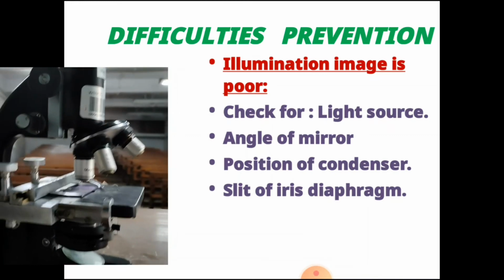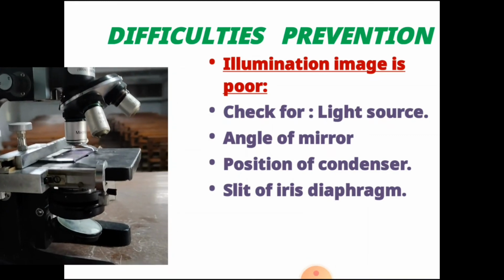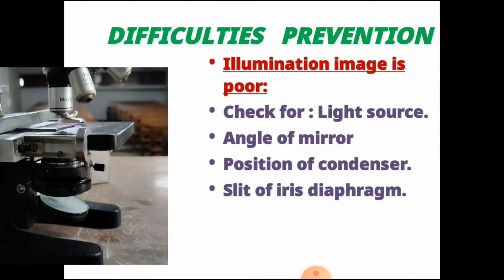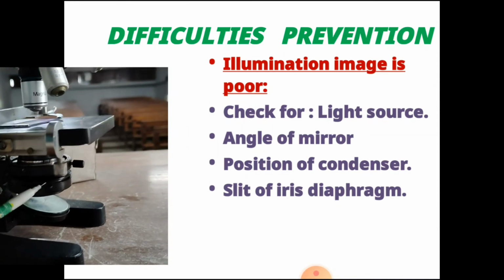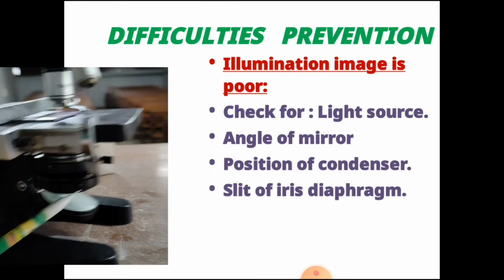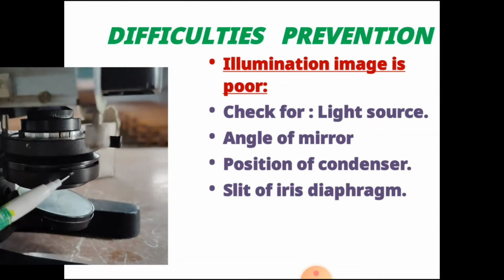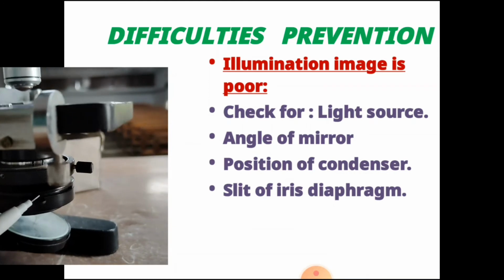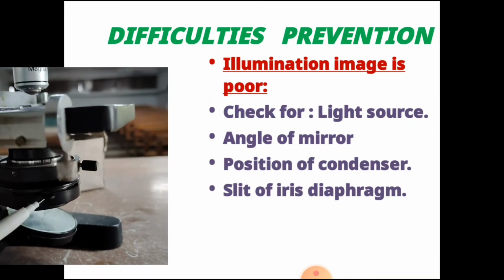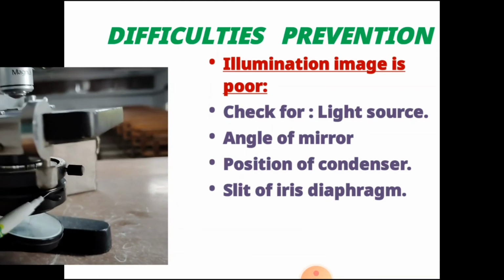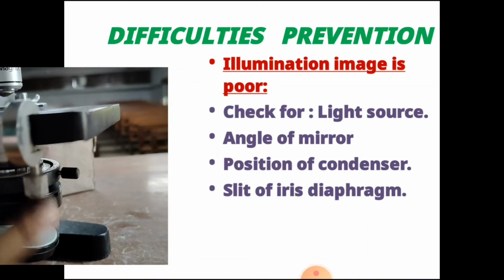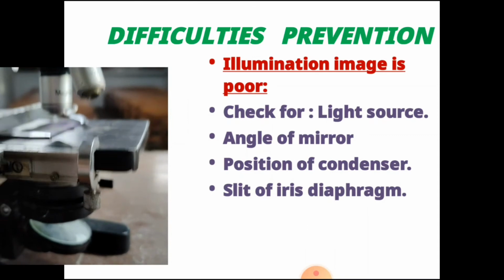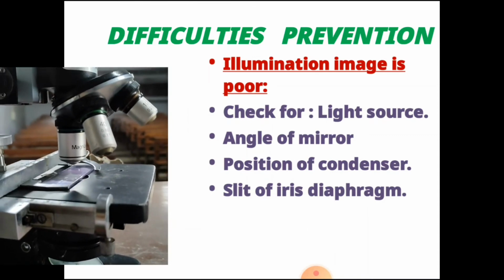And you also have to check the slit of the iris diaphragm. Iris diaphragm is slightly open in case of low power objective, partially open in case of high power objective, and fully open in case of oil immersion objective. That will solve the poor illumination problem.